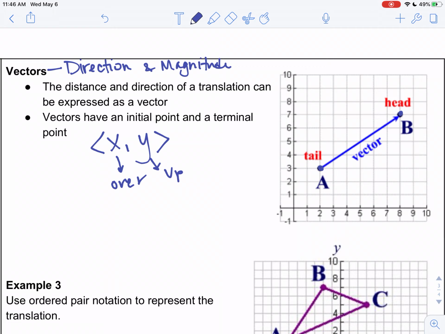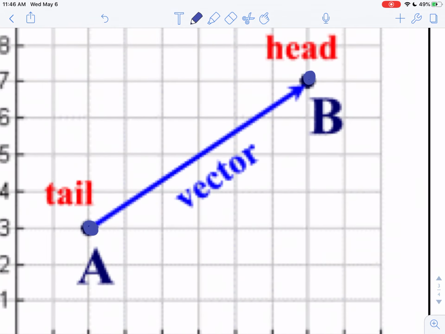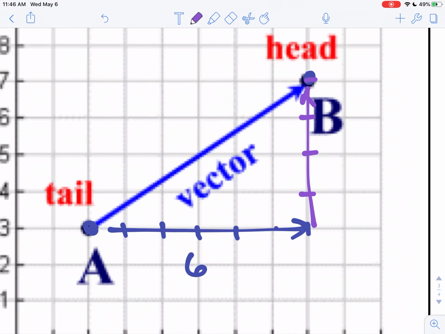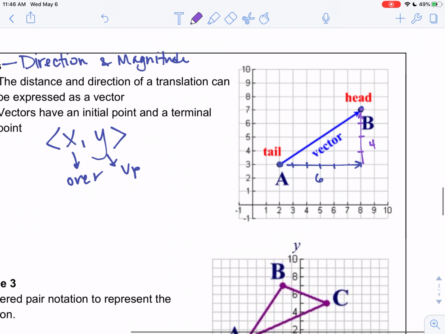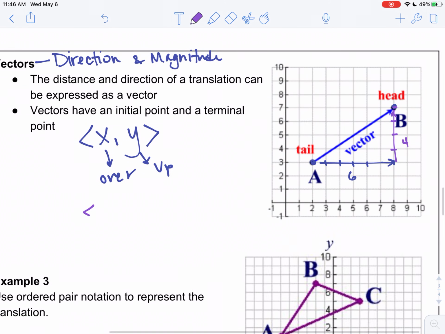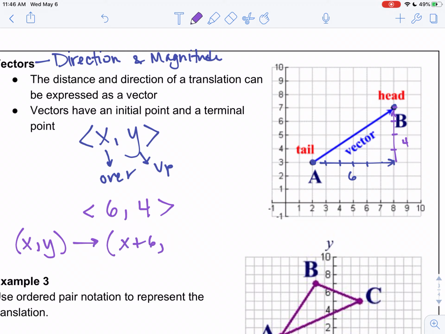far up we move. So to get from A to B, I need to move over 1, 2, 3, 4, 5, 6 units, and I'm going to move up 1, 2, 3, 4 units. So I would represent this vector AB as <6, 4>. If you want to do this in translation notation, (x, y) would be mapped to, if I'm moving to the right 6 units, x plus 6, and if I'm moving up 4 units, y plus 4. These two are equivalent.